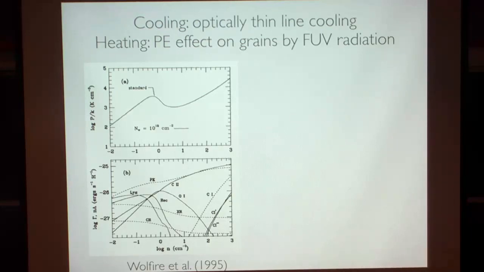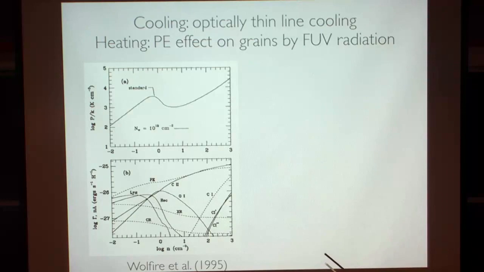And there is heating from cosmic ray heating or X-ray heating and photoelectric heating. And then we can see that it's mainly dominated by C plus cooling and neutral oxygen cooling. And the heating is mainly dominated by photoelectric heating. This photoelectric heating is actually the photoelectric effect on grains, which comes from the FUV radiation.